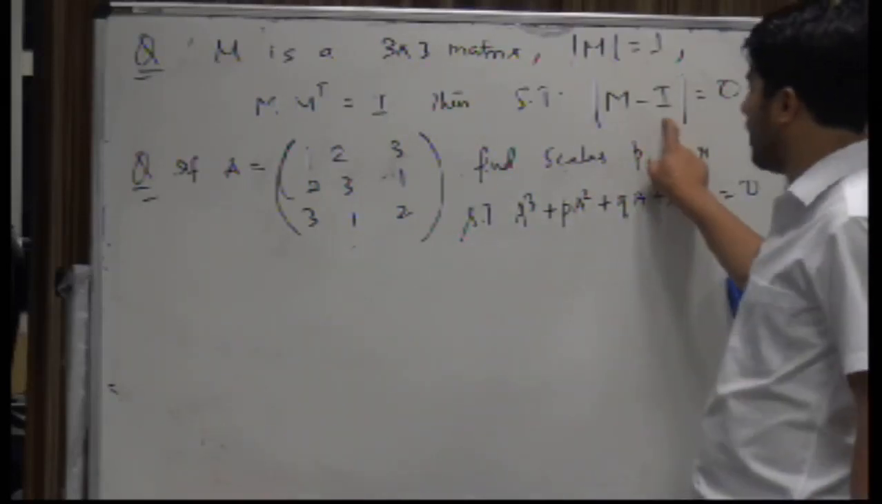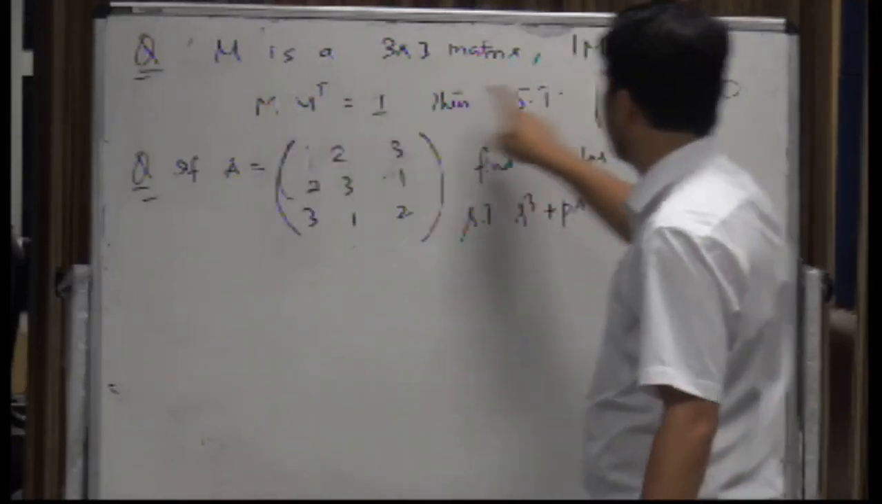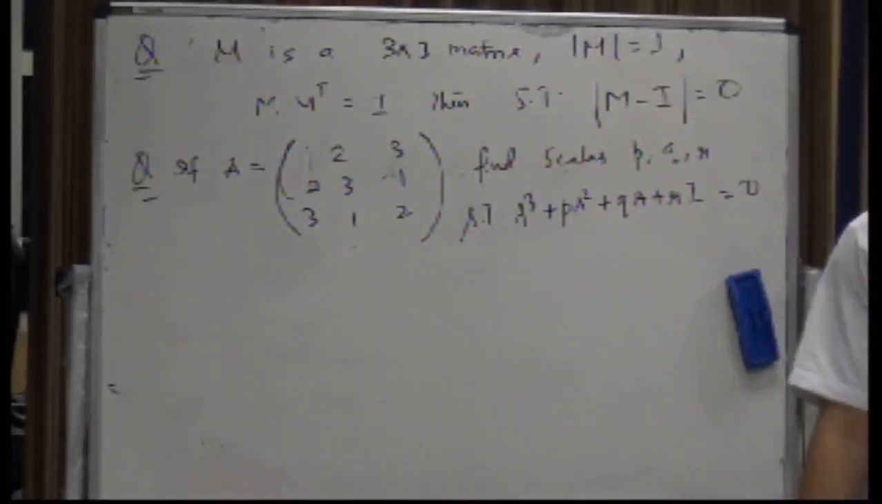See, I know I is equal to this and I have to prove this is equal to 0. So I'll start from the left side.